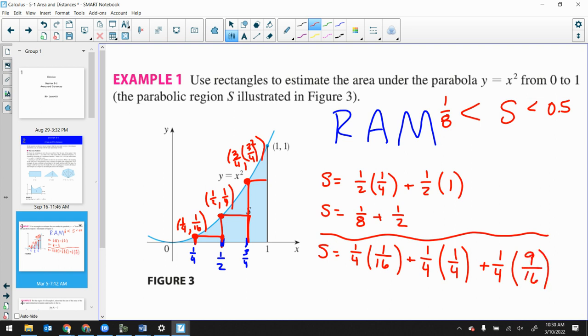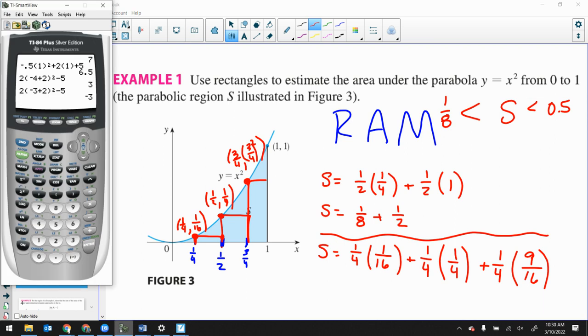Okay, let's see what this is. Let's go to my calculator here. 1/4 is 0.25. Well, I'll just do this. 1/4 times 1/16 plus 1/4 times 1/4 plus 1/4 times 9/16. That's .22, right? 0.22.